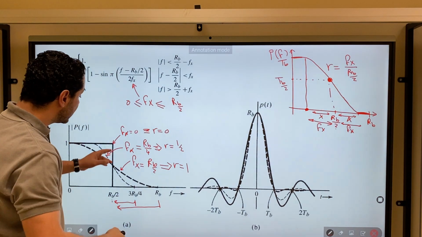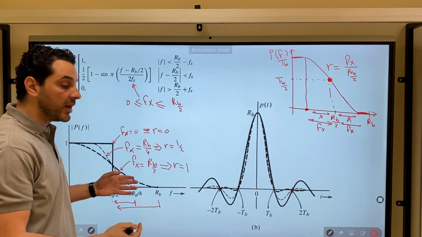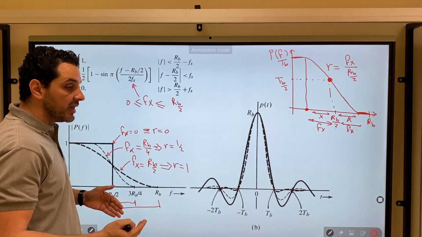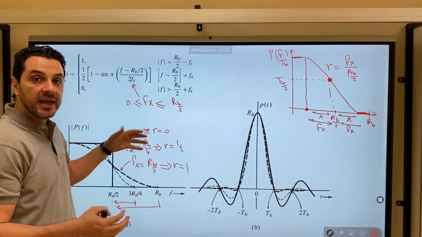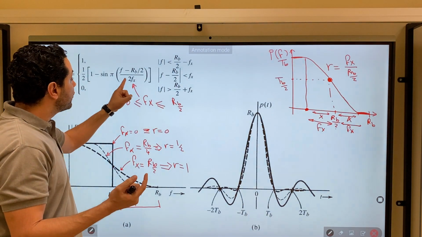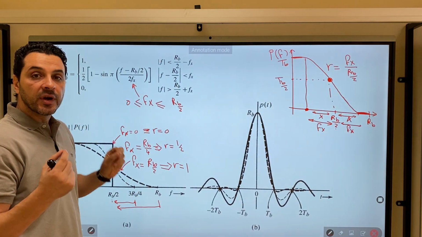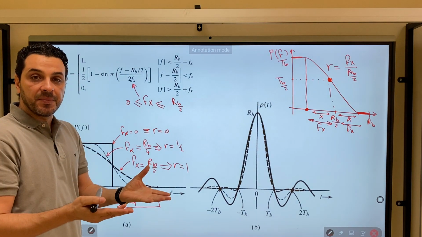So this shows you 3 different pulses. In each one, we choose a different fx. And that's why we say that this is a family of pulses. It's not only one pulse, it's a family of pulses. Why? Because for each value that you choose for fx, you will get a different pulse.